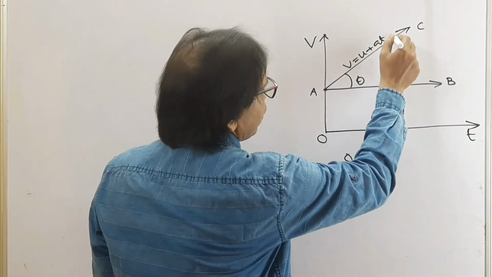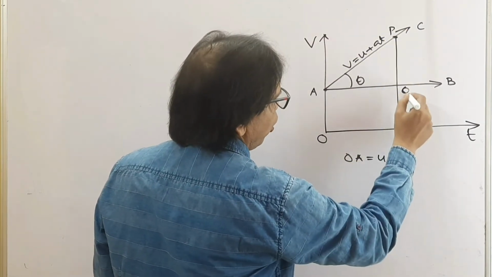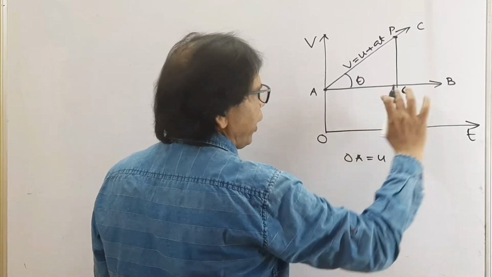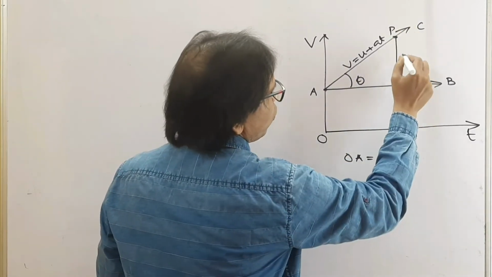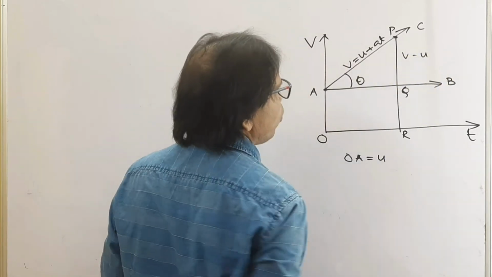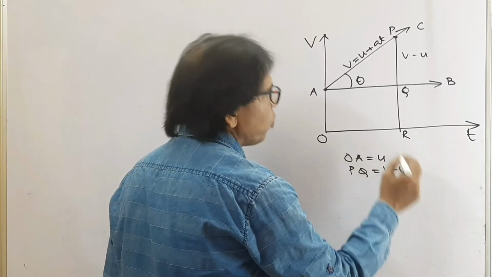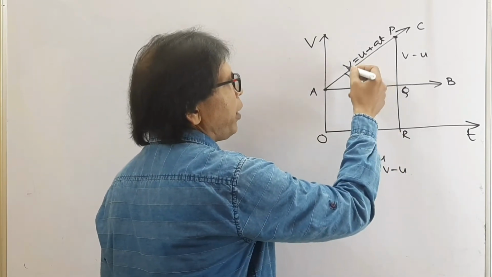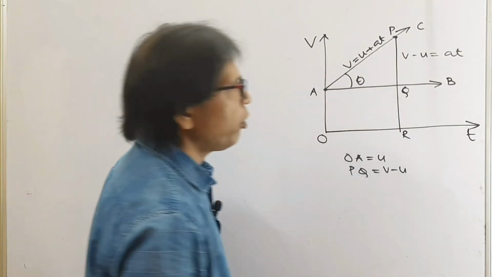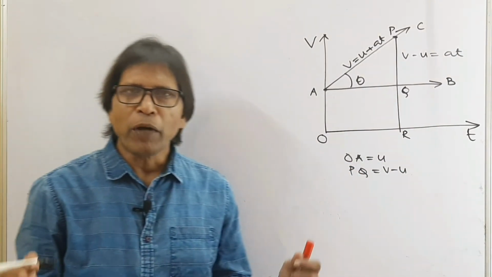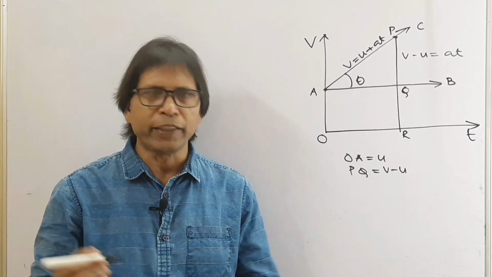Suppose P is a point, and a perpendicular PQR is drawn on the time axis. This is u, the total is v, so this is v − u. Therefore PQ = v − u. Now from this graph, v − u = at, so this can be written as a × t. First of all, we have to prove v = u + at.